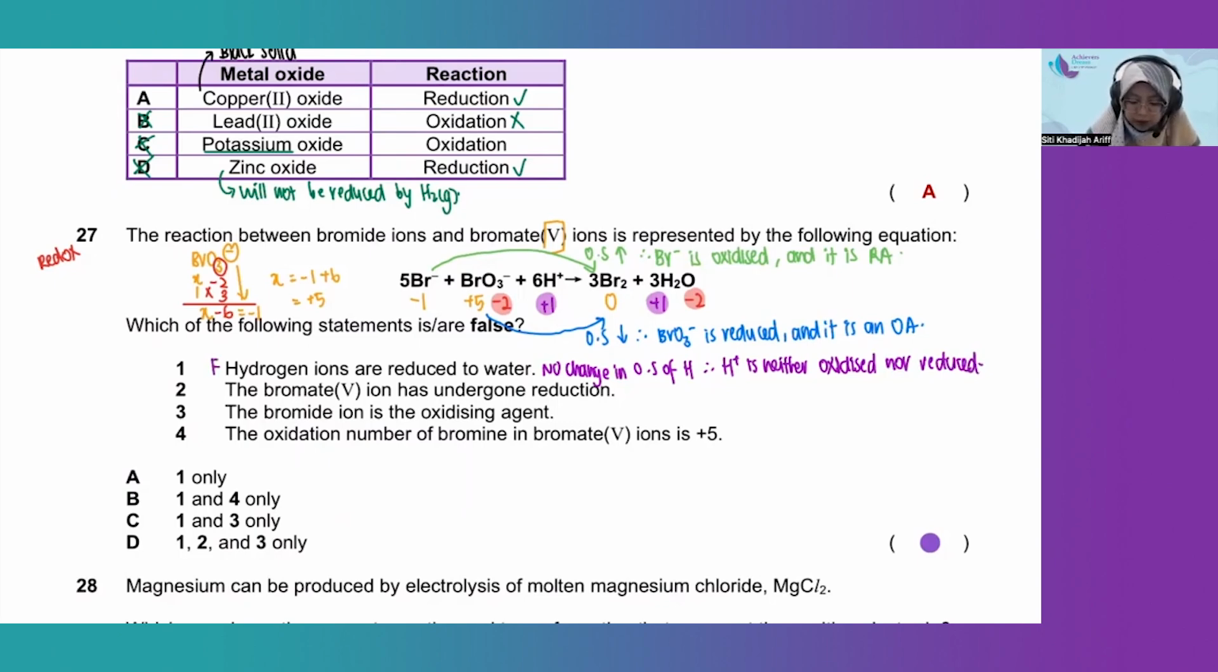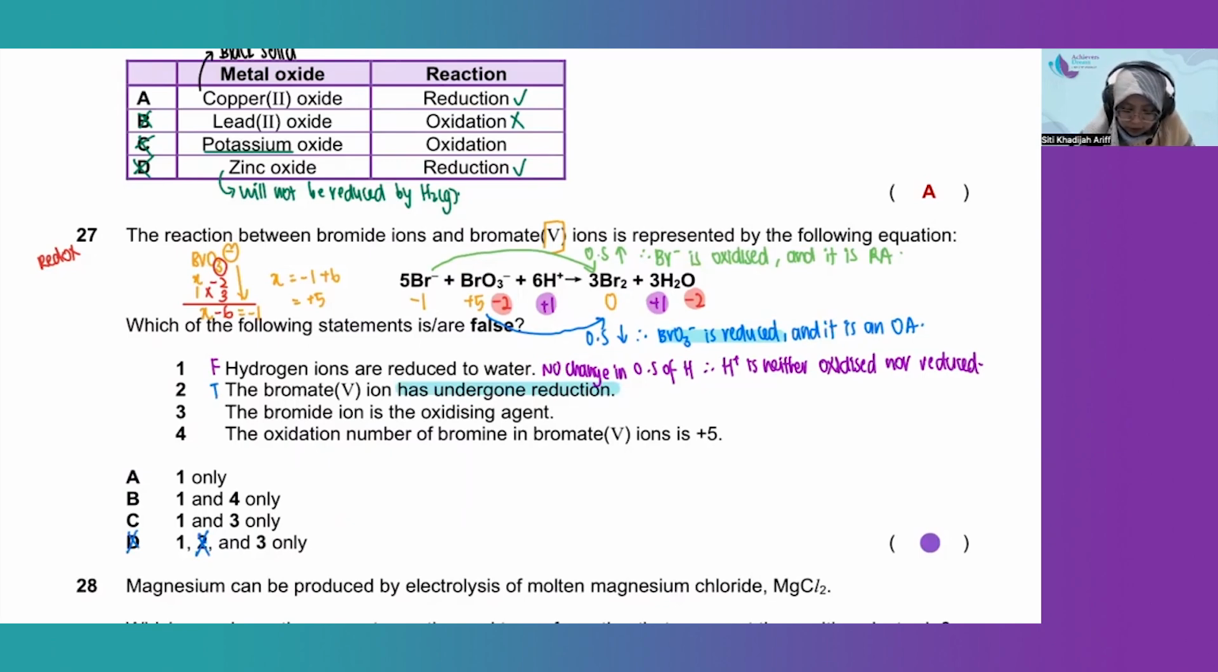Next, statement 2. The bromate(V) ion has undergone reduction. Let's take a look at the data given. We have already established that the bromate ion is reduced, so indeed it has undergone reduction. Hence, this statement is true. Since the question is asking for statements that are false, we can eliminate option D containing statement 2. We move on to the next statement, statement 3.